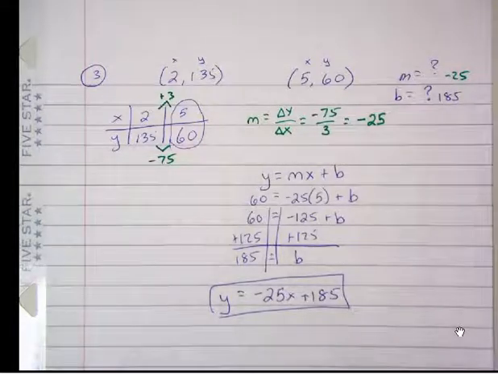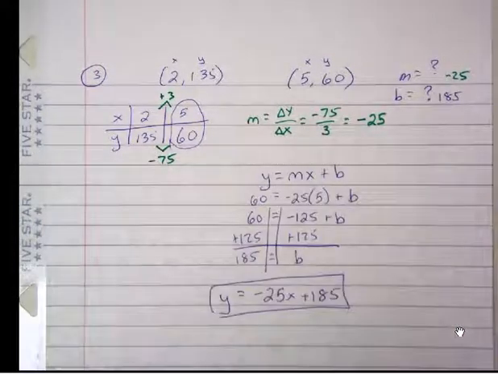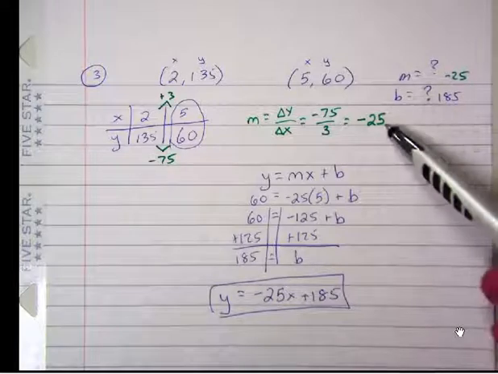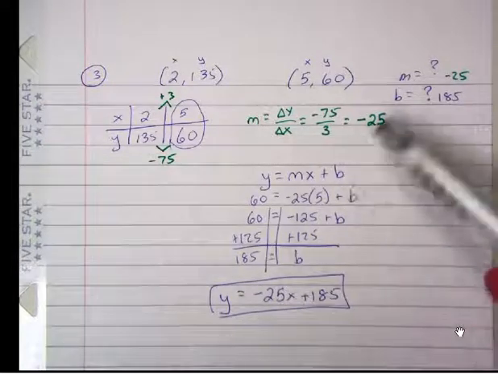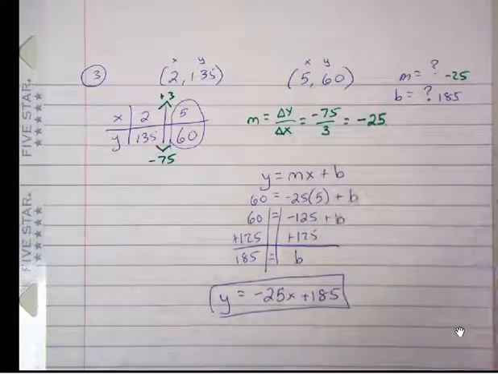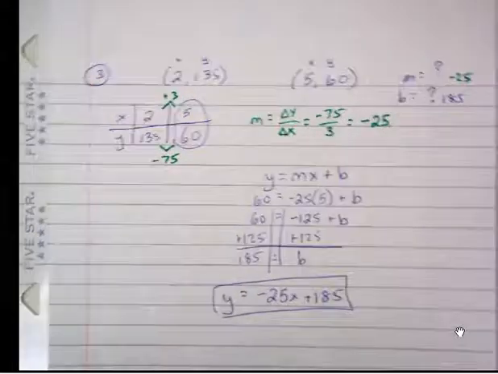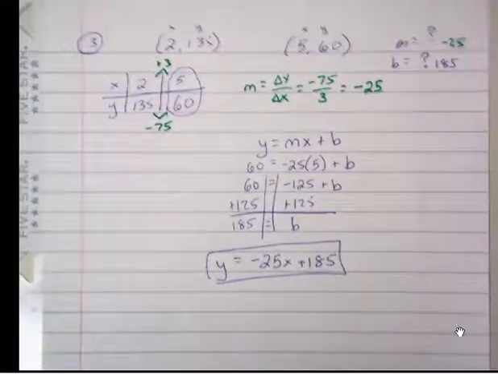Using the 2 points, this allowed us to get the slope. If you were just asked to get the slope, stop here. But we were asked to write an equation, so I used this information to find the y-intercept. Okay? 2 more things to do.